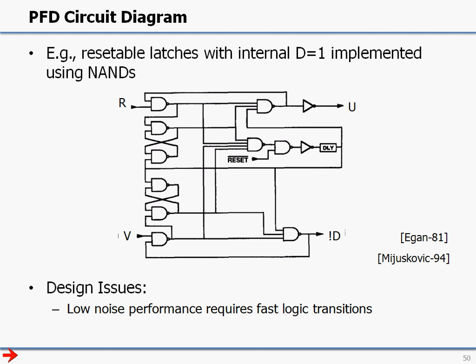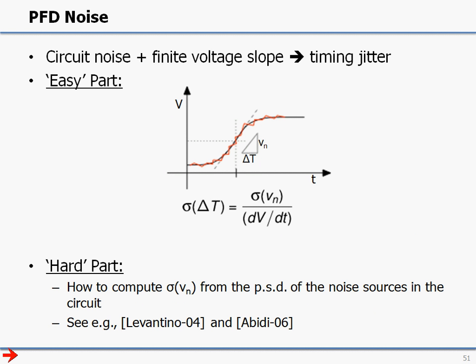How do we go now into the circuit level? Well, here is just a gate representation. There are many different possibilities. This is just an example. This is relatively straightforward. Really, the design issues are in the performance of this phase frequency detector. So we need to figure out what the noise contribution of the phase frequency detector is and how it relates again to the transistor noise sources in the circuit.